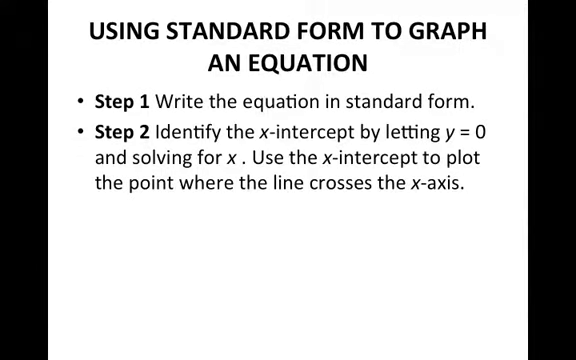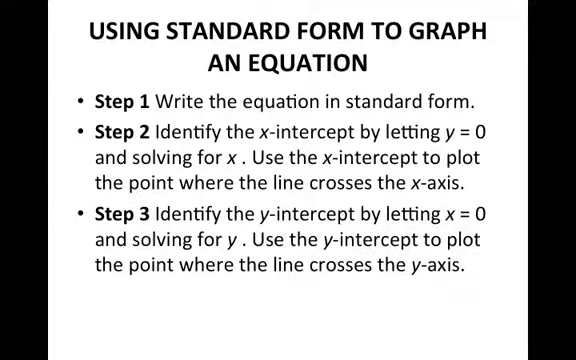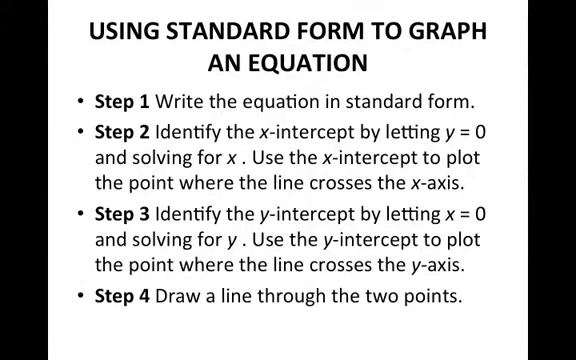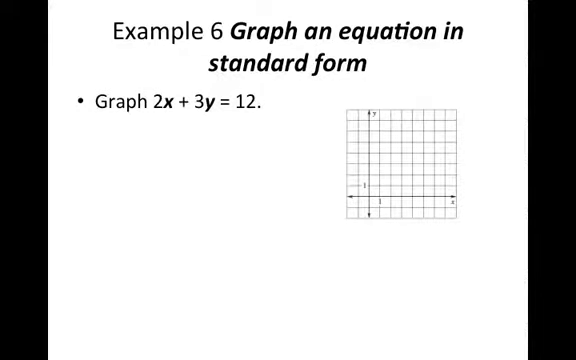Using a standard form to graph an equation. So if you've got an equation in standard form, what is probably the easiest thing to do is to identify the x-intercept by letting y equal 0, and then you solve for x, plot that point, and then go back and find the y-intercept by letting x equal 0 and solving for y, and then plotting that point, and then you've got 2 points on the line. You can just connect the dots.